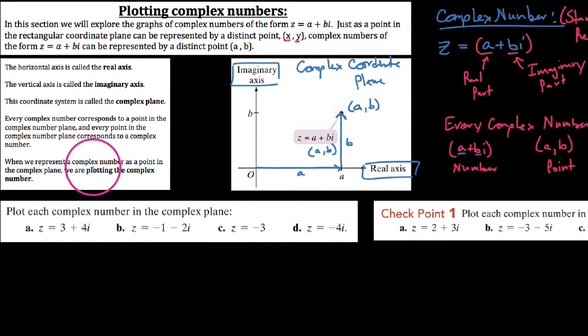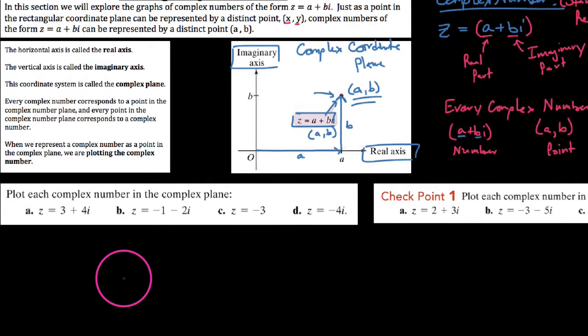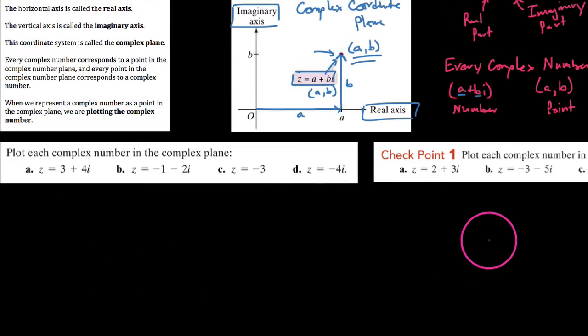When we represent a complex number as a point in this complex plane, we're plotting that complex number there. And so we could say that even though this is the point (a, b), and I don't have to write it again here, it's already written here, it's literally the number a + bi. What I want to do in this video is look at graphing some of these with you and then have you try some on your own.